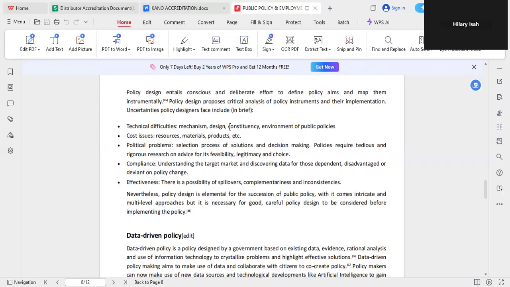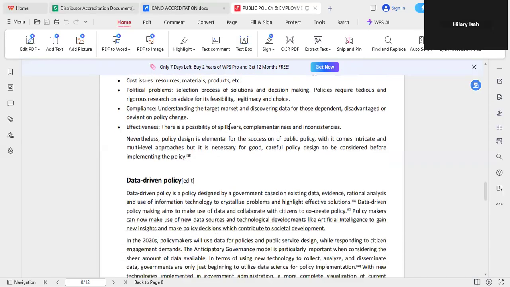Okay. Then, on compliance and effectiveness, there's the possibility of spillovers, complementariness, and of course inconsistency. Nevertheless, policy design will help to a large extent to solve that particular problem that may be lingering, which comes with intricate and multi-level approaches, but it is necessary for good, careful policy design to be considered before implementation.